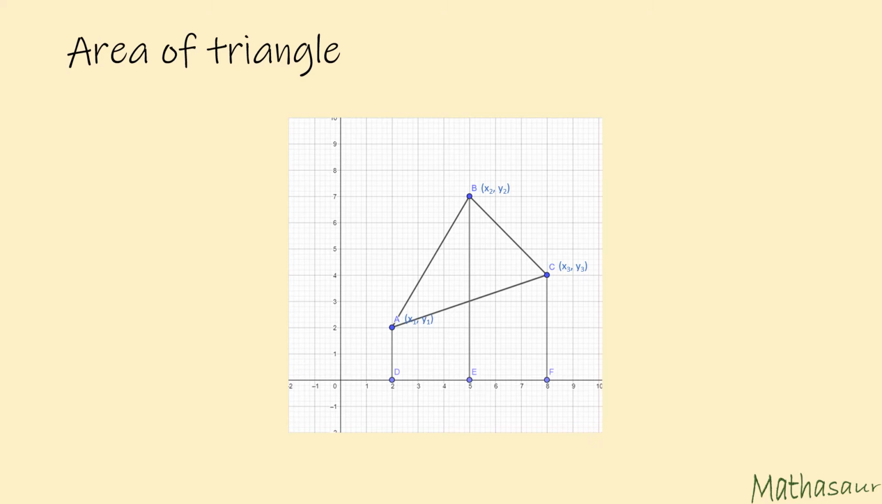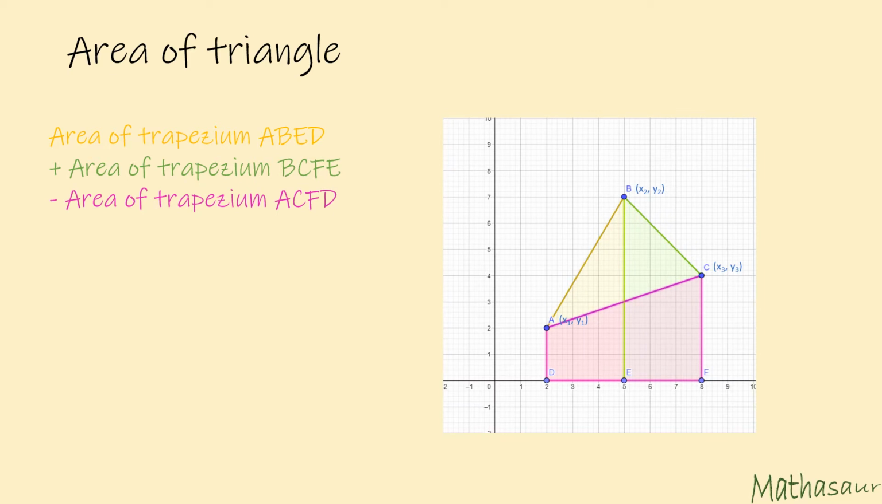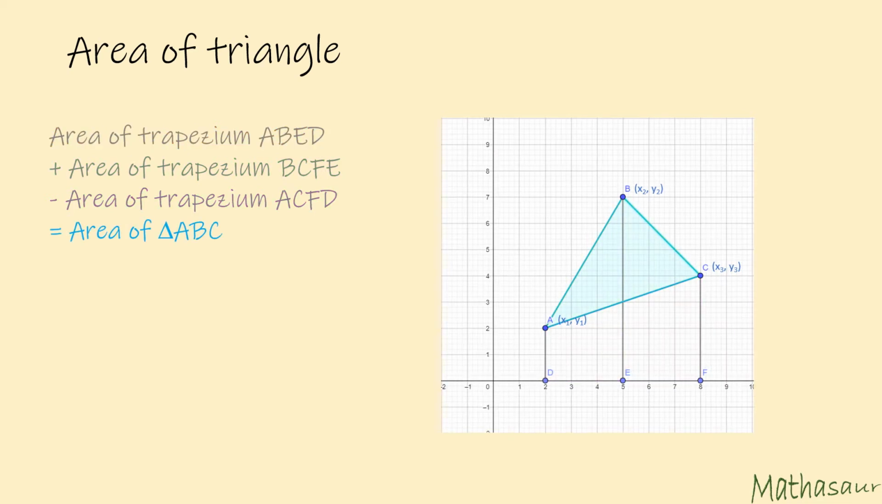Let us draw perpendiculars from the points ABC onto the x-axis. Now what geometrical figures are visible in this diagram? We can see a few trapeziums. Look at trapezium ABED. There's another trapezium EBCF. If we were to add the areas of these two trapeziums and subtract the area of the trapezium ACFD, we would easily find the area of triangle ABC.